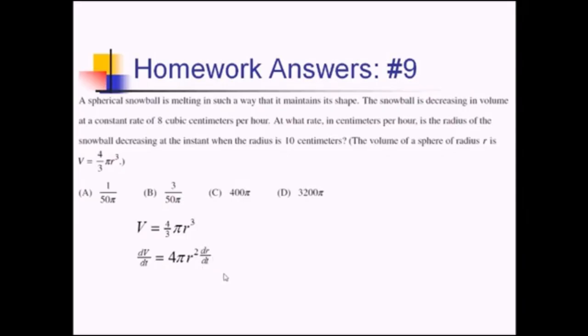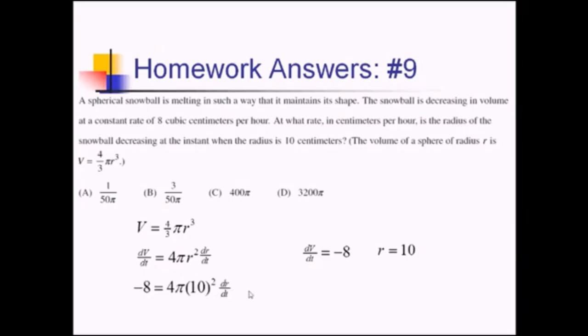All right, what did they give us? Well, they gave us this 8 cubic centimeters for the dV over dt, the rate of change in volume. It's decreasing by 8, so that's going to be -8 that we're using for dV over dt. And they told us that they want dr over dt at the instant when the radius is 10 centimeters. So we have an instant value of r equals 10. All right, let's plug all this in and see what dr over dt equals. So rewriting all this now, we've got -8 equals 4 pi times 10 squared times dr over dt.